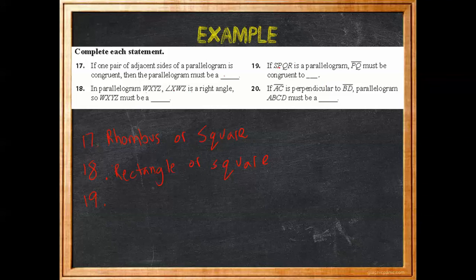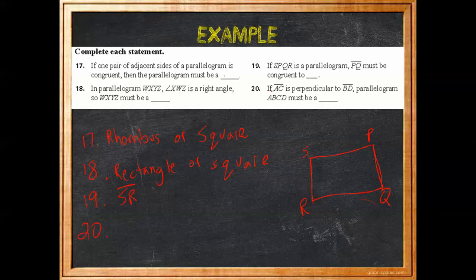If SPQR is a parallelogram, then PQ must be congruent to what? This one helps to draw out, okay? So you have SPQR, okay? So if this is a parallelogram, then PQ must be congruent to SR, okay? Because opposite sides of a parallelogram are congruent, okay?